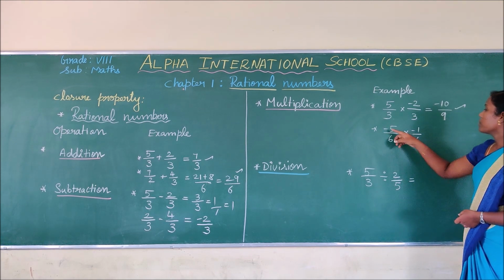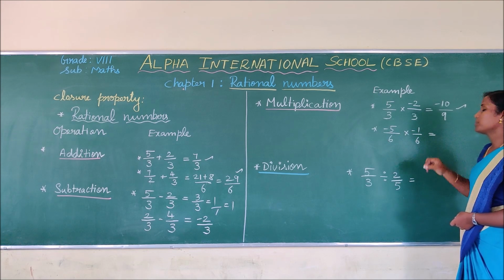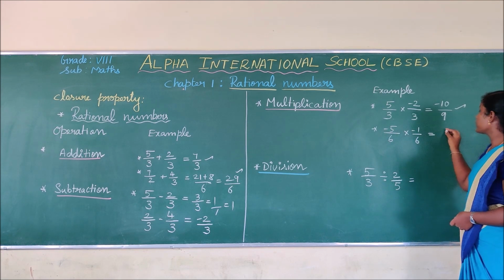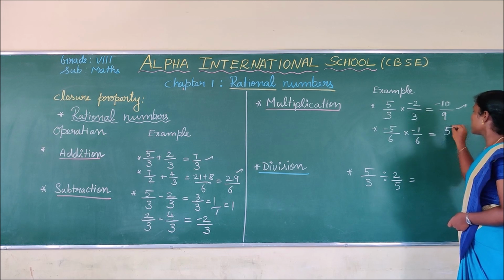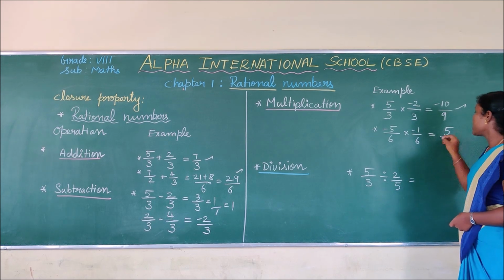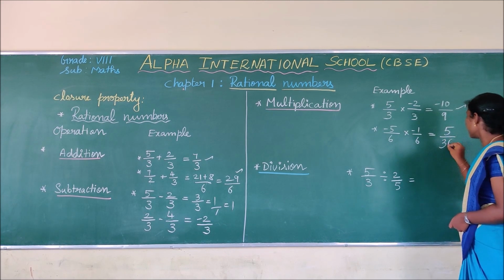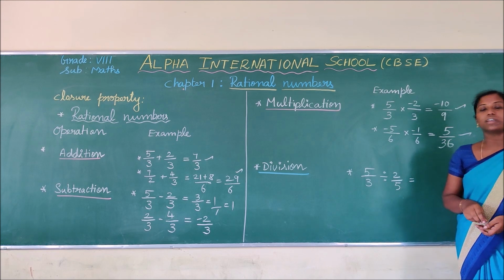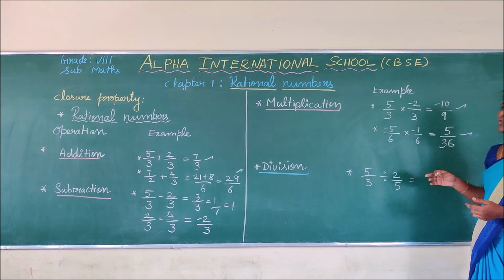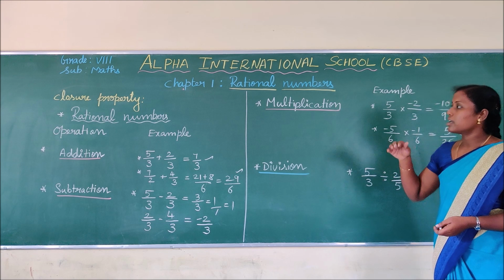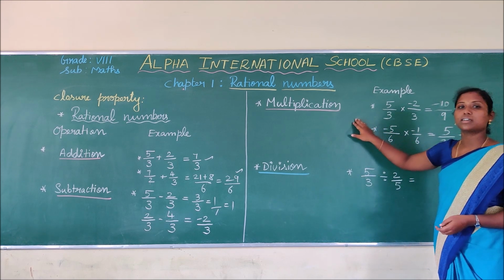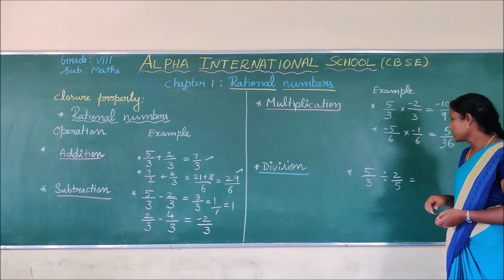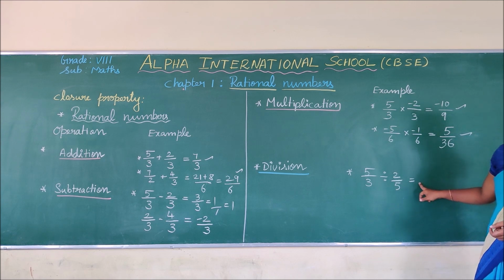Now, minus into minus is a plus. So 5 into 1 is 5 and the denominator is 6 into 6, which is 36. Whether 5 by 36 is a rational number? Yes, it is a rational number. So we can say that the rational numbers are closed under multiplication. Next we are going to see about the division.